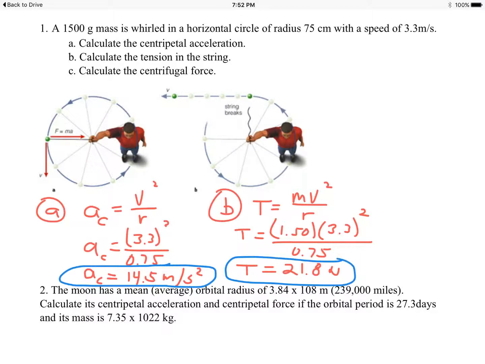Then of course part C, calculate the centrifugal force, and the answer is you can't. That can't be calculated because it's a fictitious force.